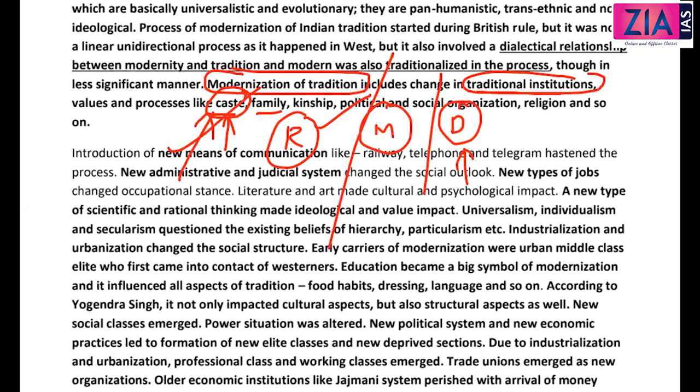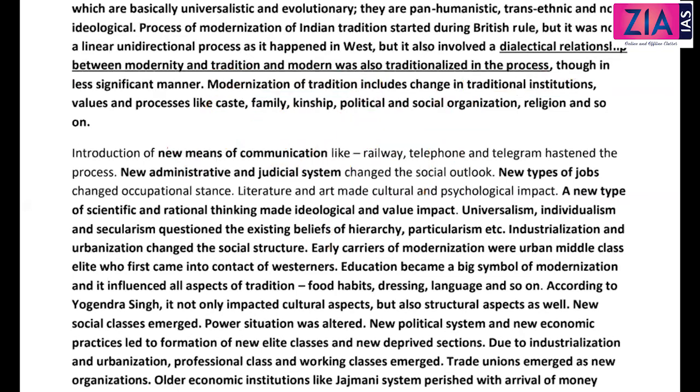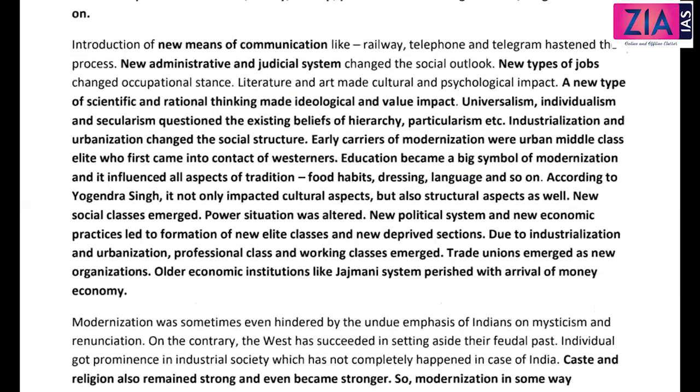So in the modern society, in the modern system also, caste is playing a very important role, and that's the reason why I've told you that the modern was also traditionalized. Family, kinship, political and social organization, religion, and so on. So these are things which you already know.